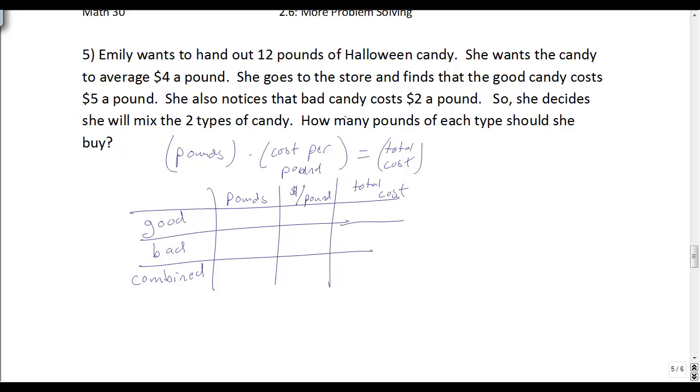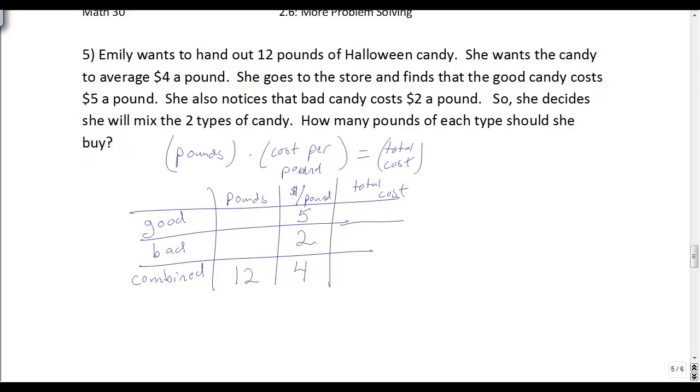So we want to hand out 12 pounds. The combined number of pounds is 12. We want to have the candy average $4 a pound. So note here, what we're given is we want an average of $4 a pound. Okay, so we go to the store and we find the good candy costs $5 a pound. That's too much. So we'd really like this type of candy, but we're only really going to budget $4 a pound, which is what that comes out to. So we've got to mix this with something a little bit cheaper. So some type of less desirable candy we're calling bad candy costs $2 per pound.